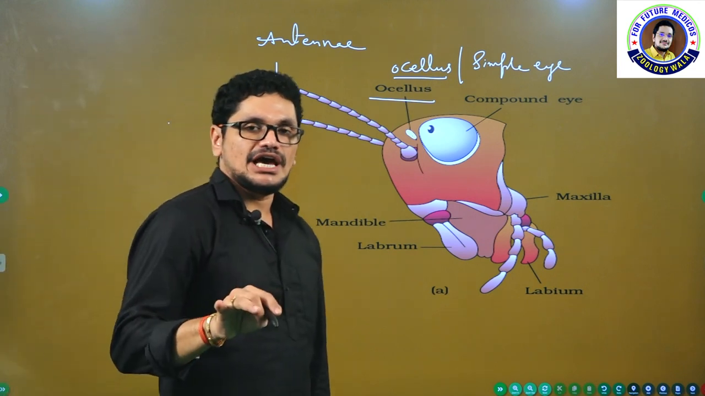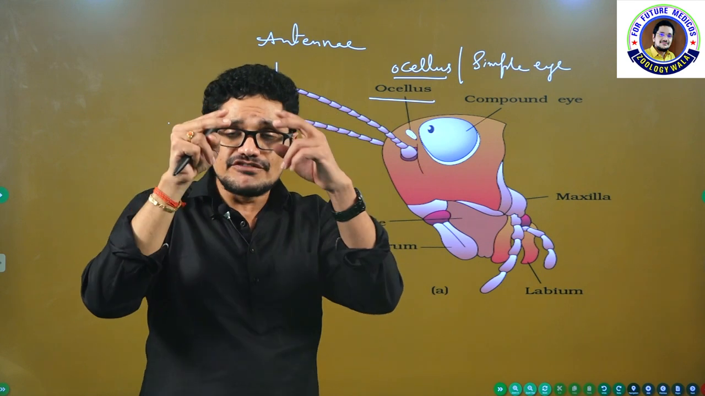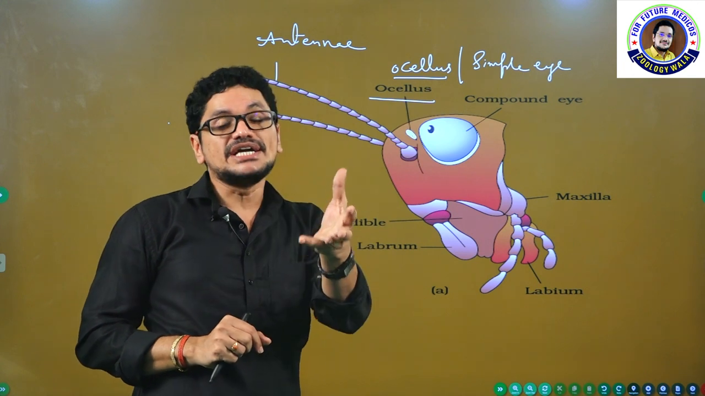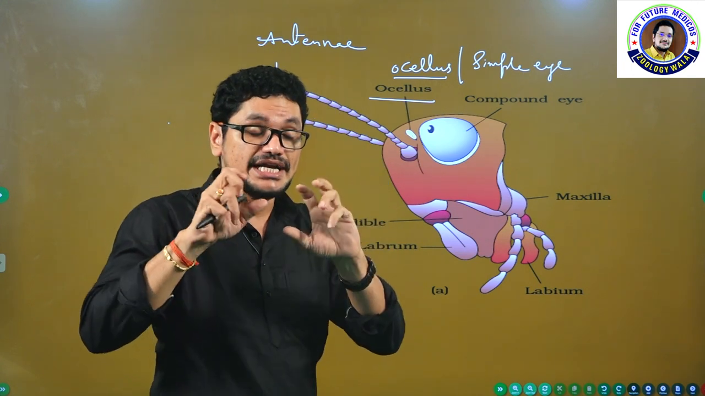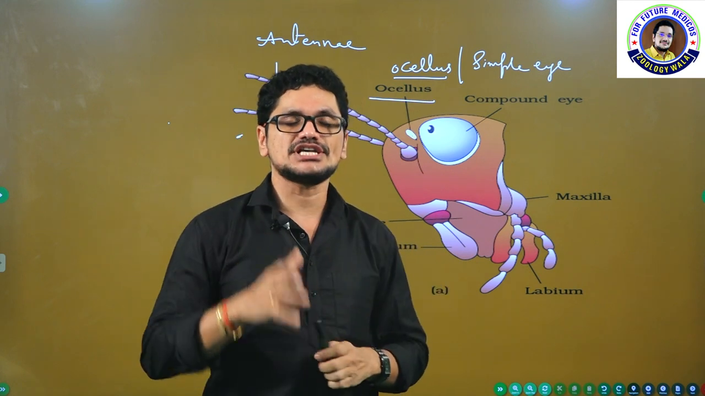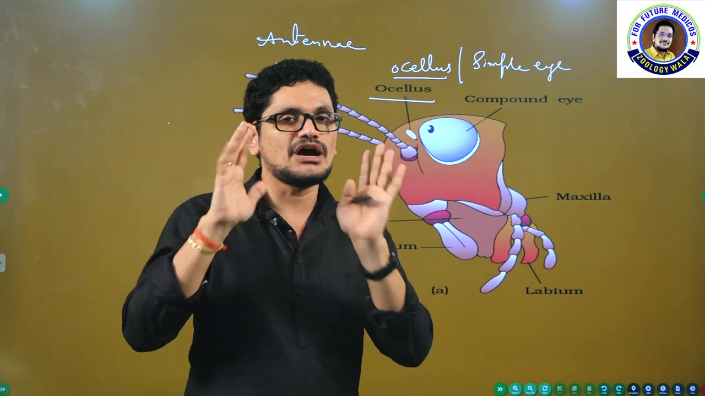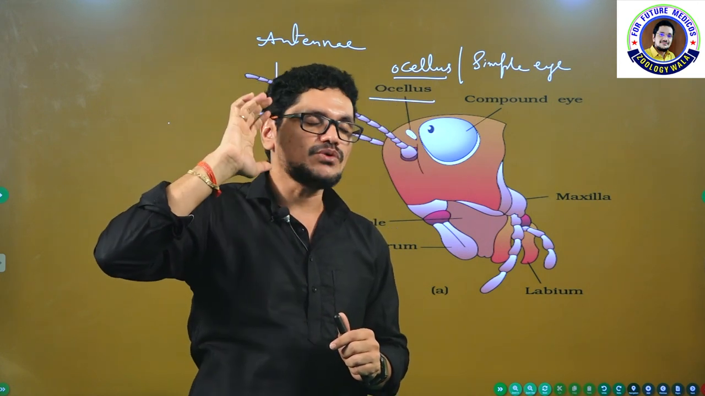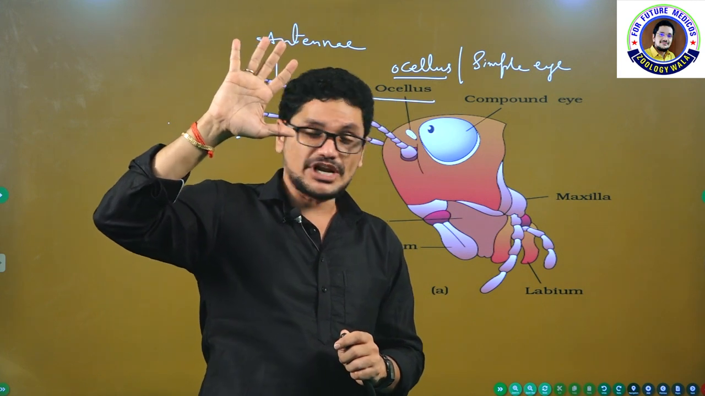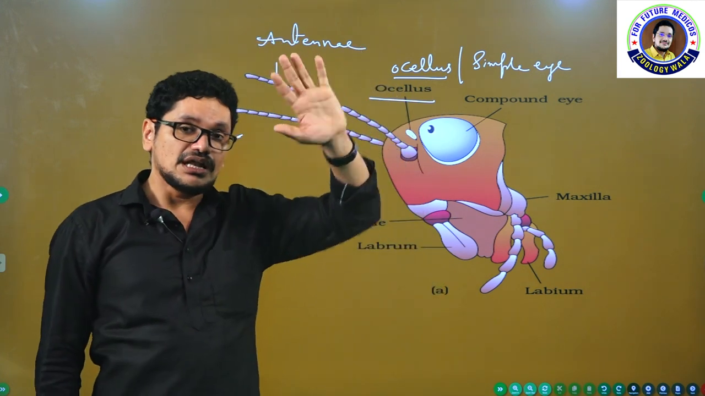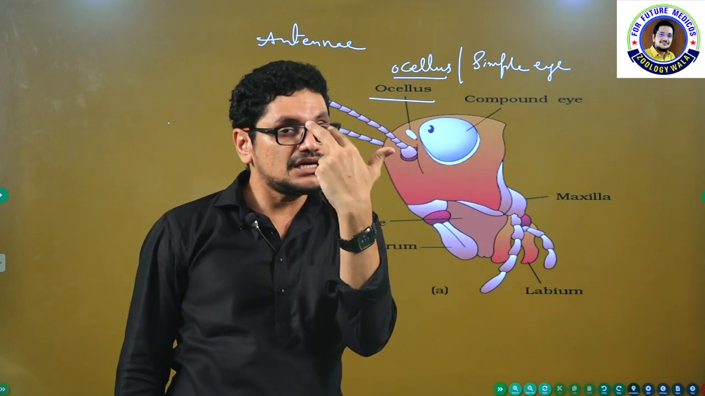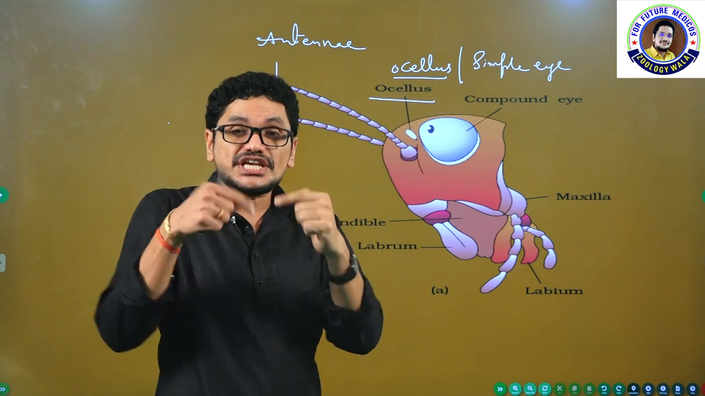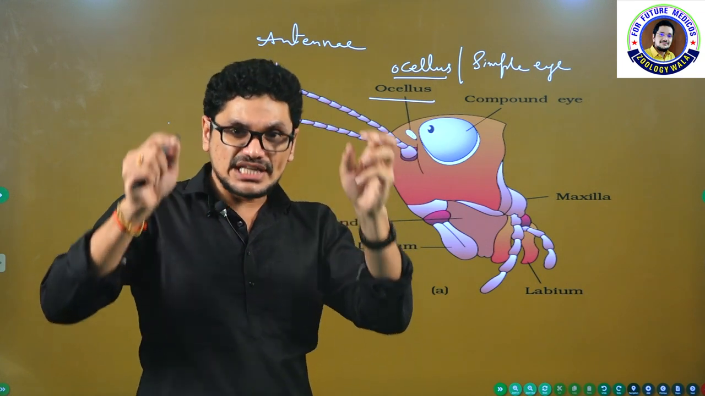This does not actually help in formation of vision or image, but it is very much essential for detecting changes in the light intensity. For example, imagine you have closed your eye. If anybody shines a torch on your closed eyelid, you are able to detect that some light is there. Like that, the ocellus is useful for receiving light intensity, whether the light is there or not.